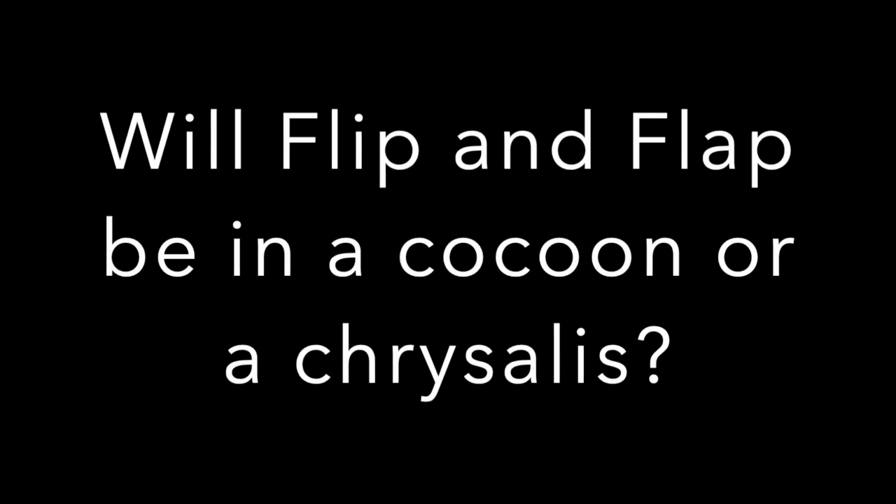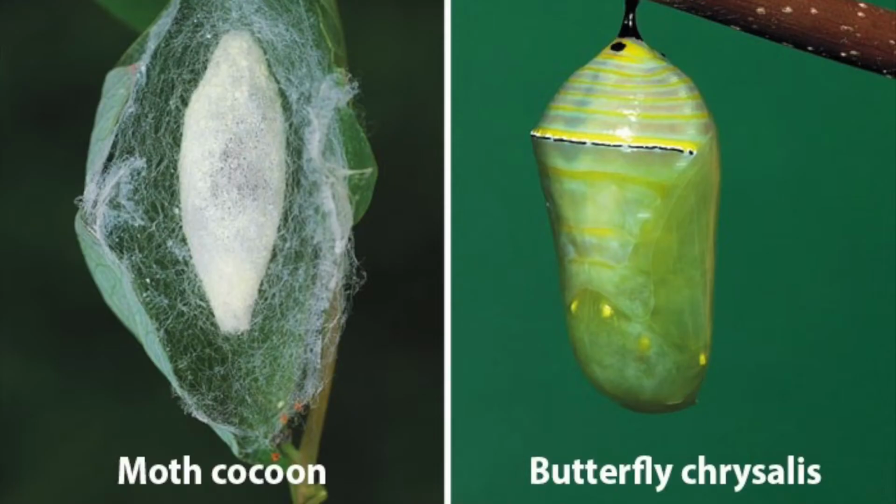Will Flip and Flap be in a cocoon or a chrysalis? Actually, only moths are in cocoons and butterflies are in chrysalises. Since our caterpillars are going to be butterflies, that means they're going to be in chrysalis form and not a cocoon. So on a piece of paper or in your journal for today, you can write about some similarities you see between a cocoon and a chrysalis and some differences.